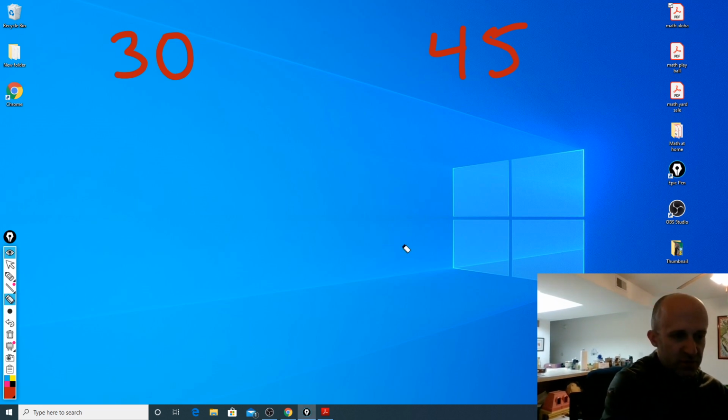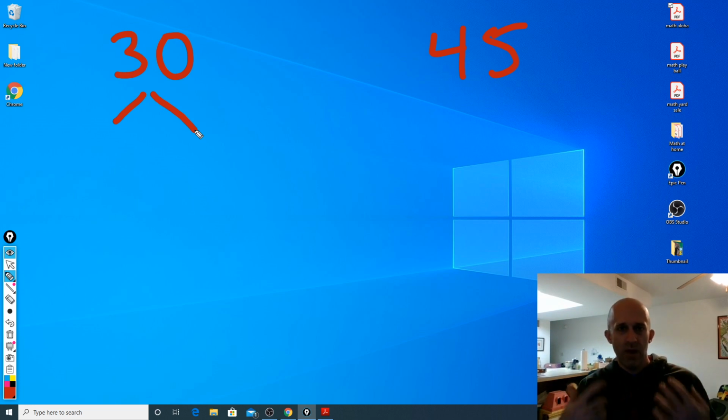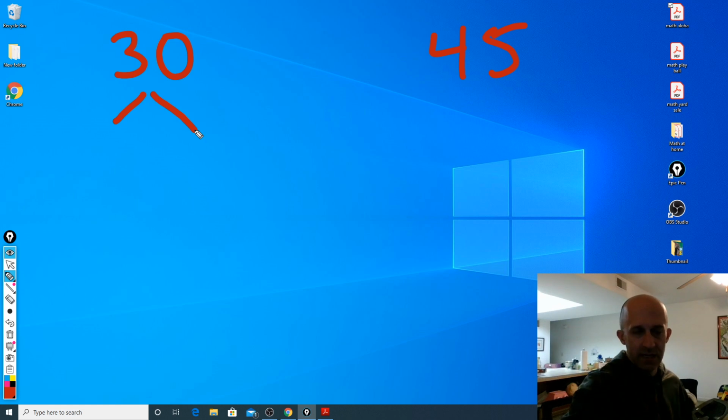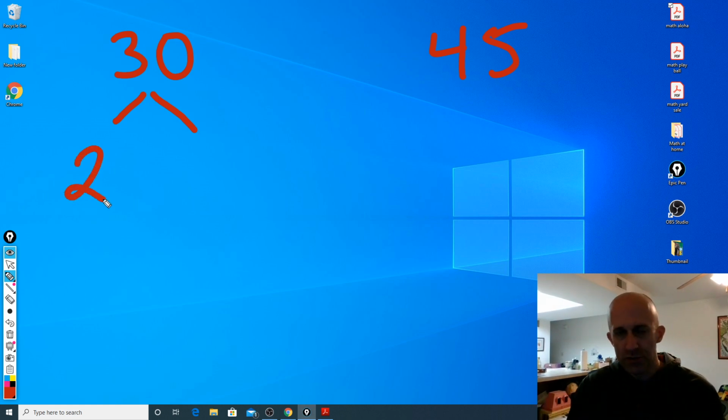So we have to list the prime factors of 30 first. Think of the lowest prime number that can be divided into 30 evenly. The lowest prime number that can be divided into 30 evenly is the number 2. 2 can go into 30 how many times? 2 can go into 30 15 times.